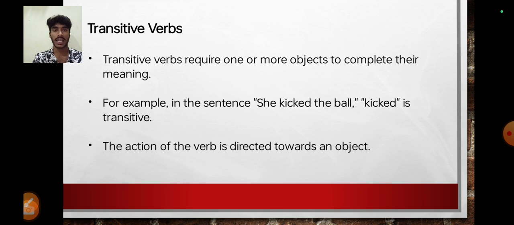Now we'll talk about the transitive verbs. Transitive verbs require one or more objects that complete their meaning. For example, in the sentence she kicked the ball, kicked is a transitive verb. The action of the verb is directed towards an object.